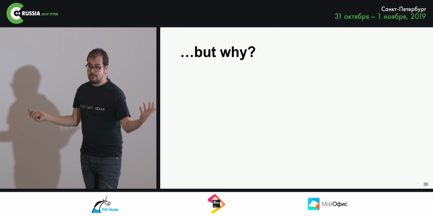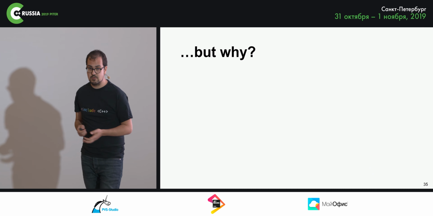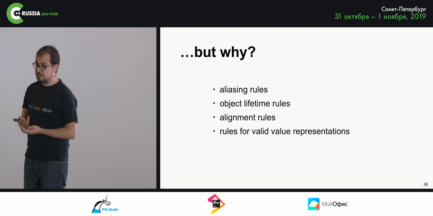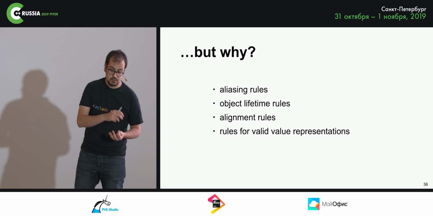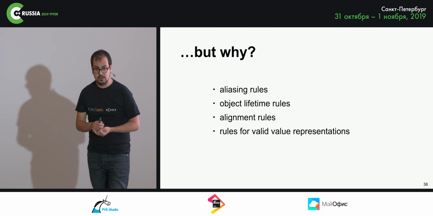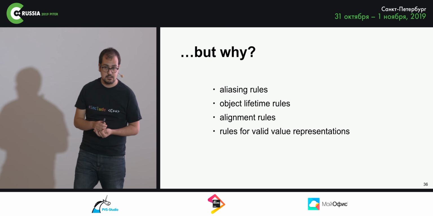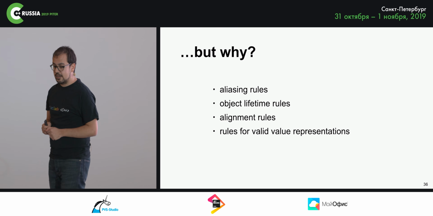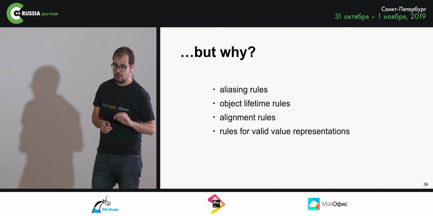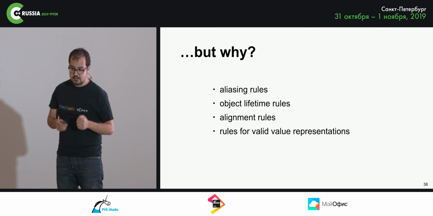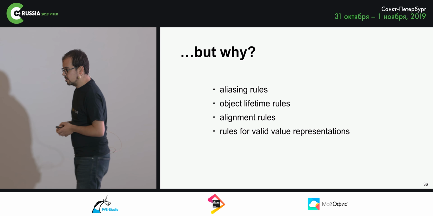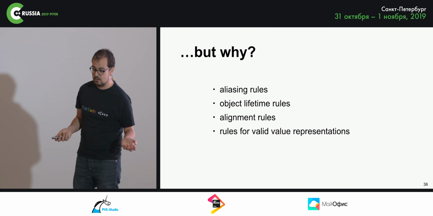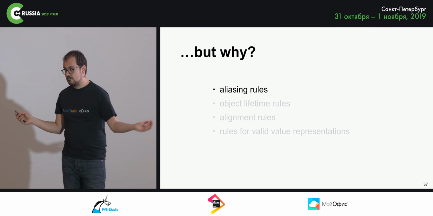Turns out there's actually at least 4 reasons why this is not allowed. And this is where it gets really, really interesting. So we have aliasing rules in the language. We have object lifetime rules. We have alignment rules. And we have rules whether or not a particular value representation is valid. And if you do this kind of type punning stuff, you might violate at least the first 2 and possibly the other 2 as well. So what we're going to do for the rest of the talk is look at these things and try to understand how they work and what you can and cannot do. Let's start with aliasing rules.